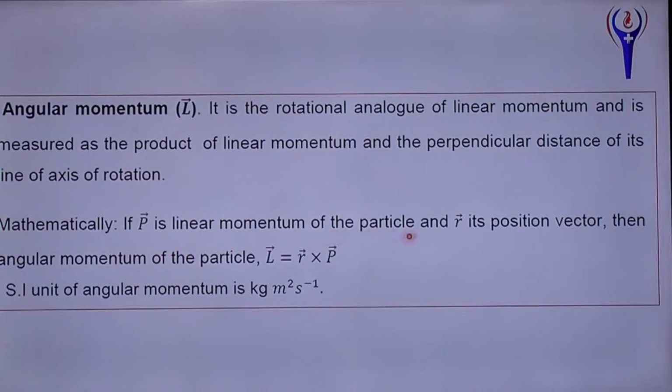Mathematically, if P is the linear momentum and R is the position vector, then angular momentum L equal to R cross P. This is another example of cross product. R and P are vectors and the resultant is also a vector. Its SI unit is kilogram meter square per second, since momentum is kilogram meter per second and R is meter. Therefore kg m square s power minus 1 is the SI unit of angular momentum. The symbol for angular momentum is capital L.